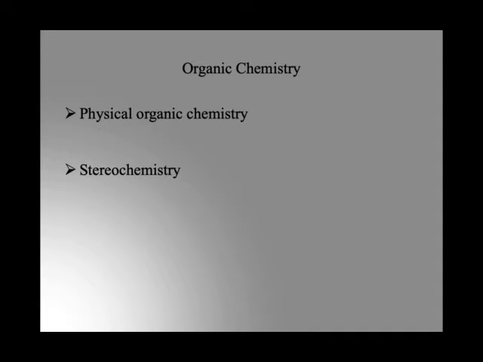Organic chemistry includes physical organic chemistry. It is the study of the interrelationships between structure and reactivity in organic molecules. Stereochemistry includes the study of the spatial arrangements of atoms in molecules and their effects on the chemical and physical properties of substances.